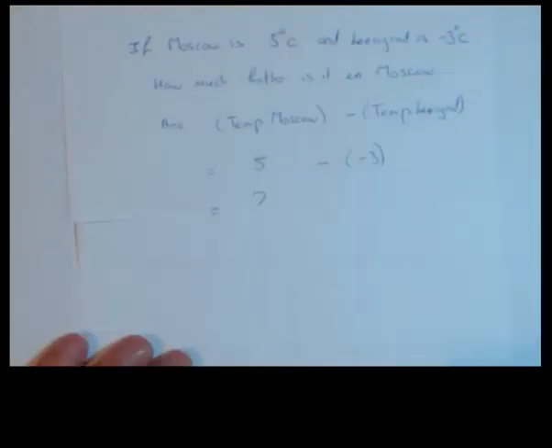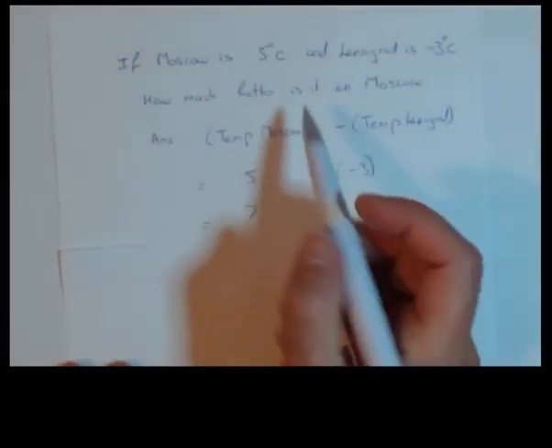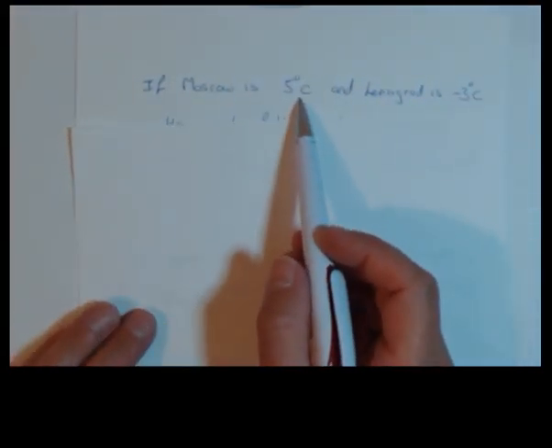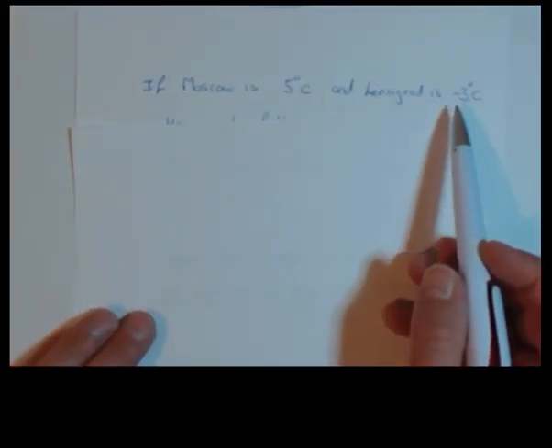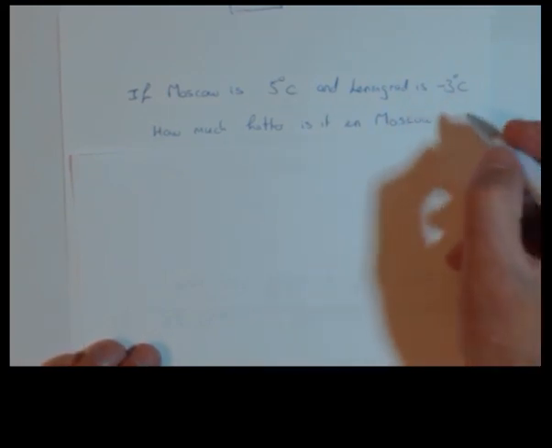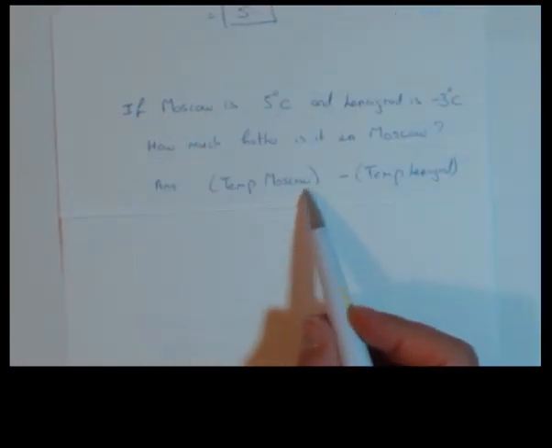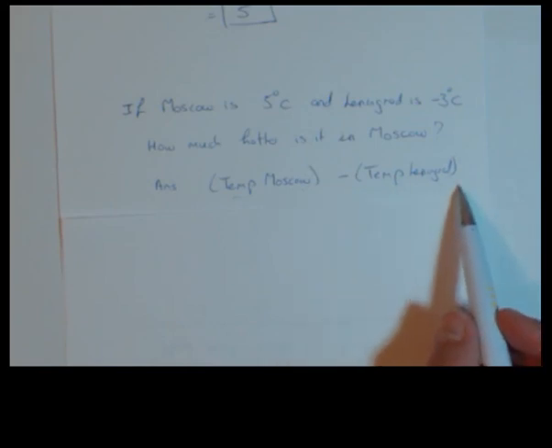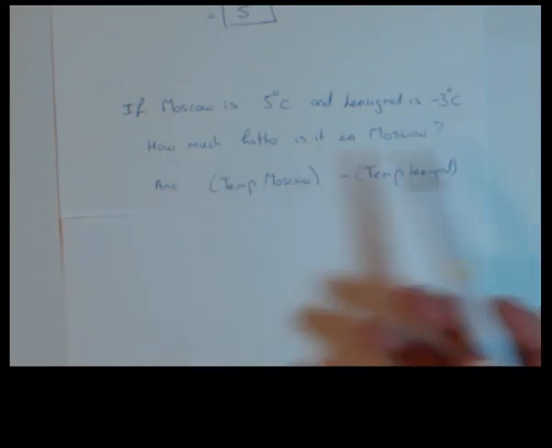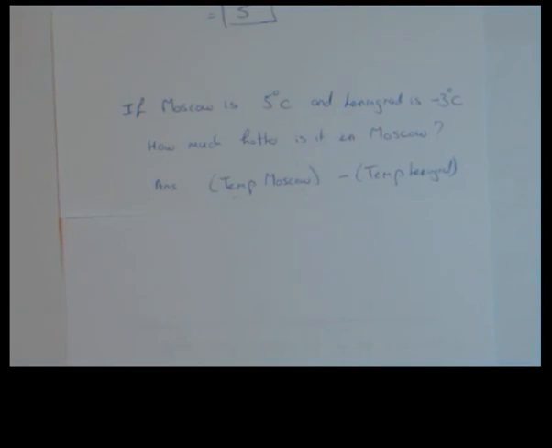Let's see what happens when we have minus numbers. If Moscow is 5 degrees centigrade and Leningrad is minus 3 degrees centigrade, how much hotter is it in Moscow? Same formula. It's the temperature in Moscow less the temperature in Leningrad. So now it begins to get a little bit less intuitive in your mind about how much hotter it is. This is when it's useful to have a formula.